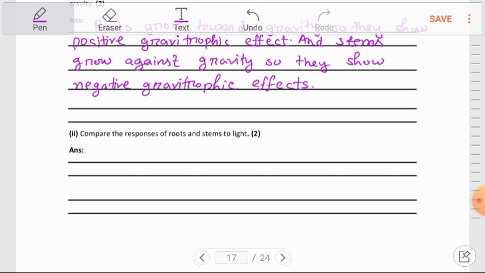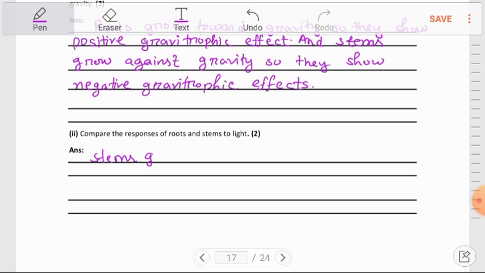C2 says compare the responses of roots and stems to light. So we now need to compare the responses of roots and stems towards the light. We know that roots grow away from the light, so they show negative phototropic effect, and stems grow towards the light, so they show positive phototropic effects. So let's write it down.